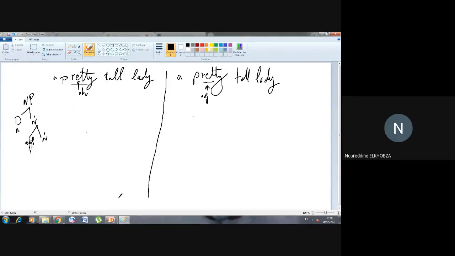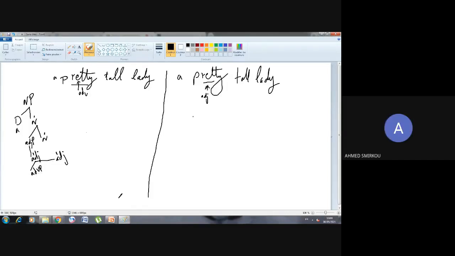Adjective bar. We move from the phrase to the bar. Adjective bar. Then we have the adverb phrase. Adverb phrase.